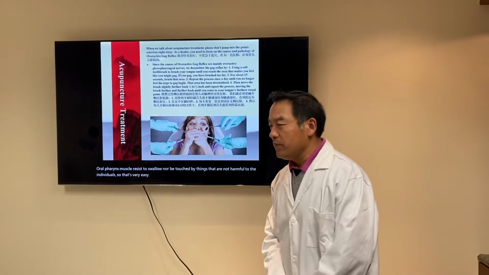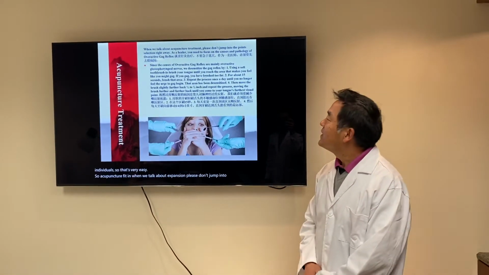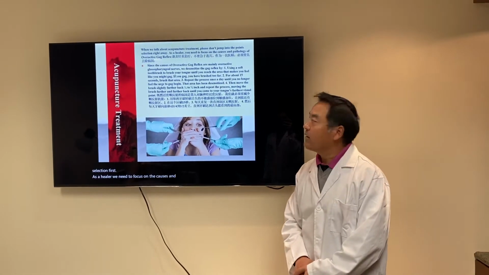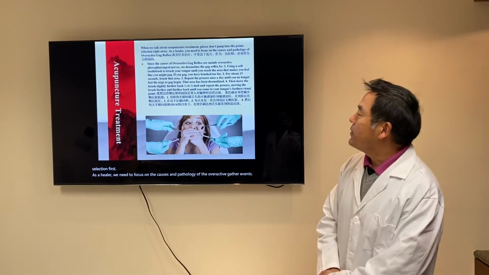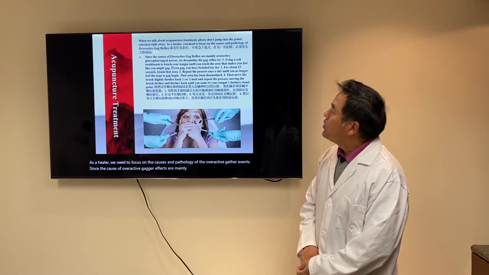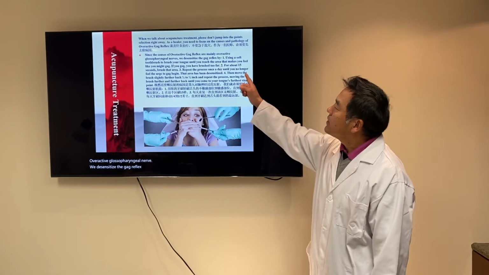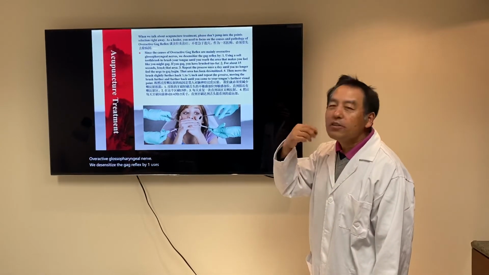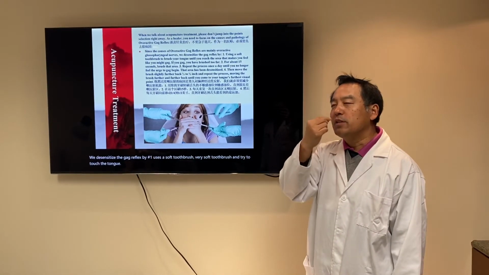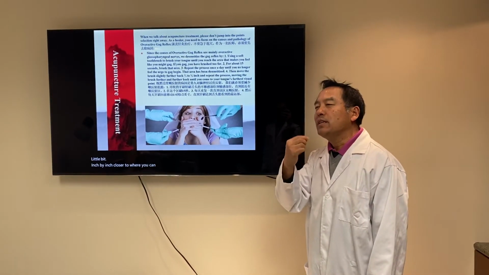When we talk about acupuncture treatment, please don't jump into the point selection first. As a healer, we need to focus on the causes and pathology of the overreactive gag reflex. Since the cause is mainly an overreactive glossopharyngeal nerve, we desensitize the gag reflex by, number one, using a very soft toothbrush. Try to touch the tongue a little bit, inch by inch, closer to where you get the gag reflex, and then keep doing it.